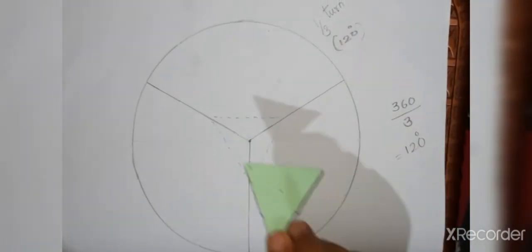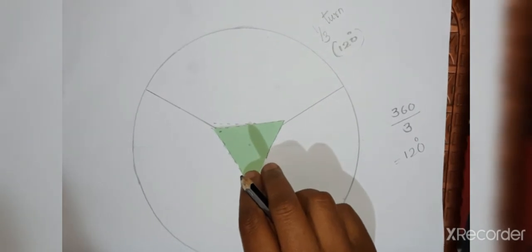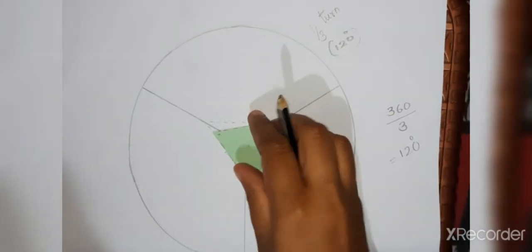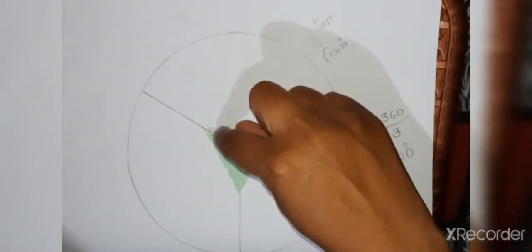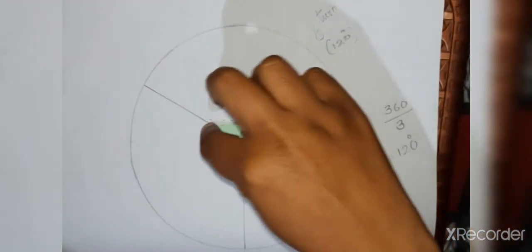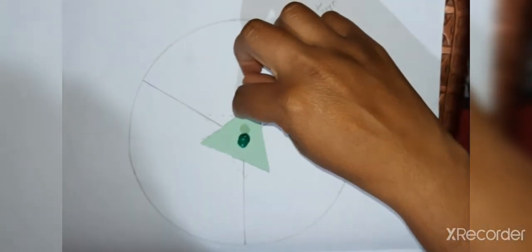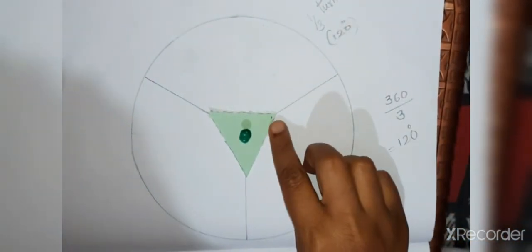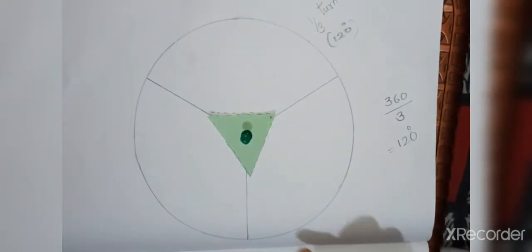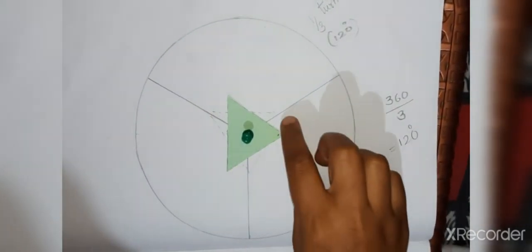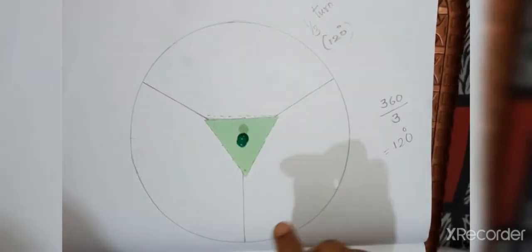Now I have made an outline of this triangle here. Let us see if it will look the same or not after giving it 1/3 turn. Here I have marked the dot. Children, this is the starting position. If I give this triangle 1/3 turn, see, it is exactly fitting into the outline and it is looking the same. Now if I give it one more 1/3 turn, still it is looking the same.